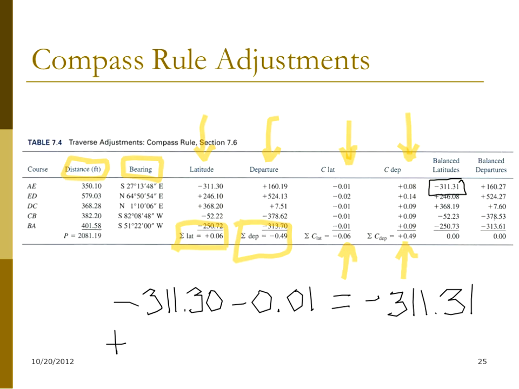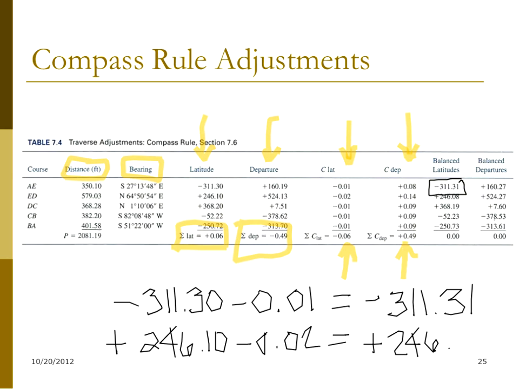Okay? Then you would take positive 246.10, and you're going to subtract 0.02. That gives you the plus 246.08. And so on and so forth through the table. You just have to be careful that you're actually matching the latitude with the latitude corrections and the departures with the departure corrections and getting them in the right place.